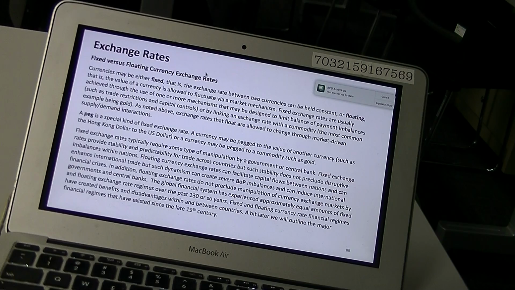A peg is a special kind of fixed exchange rate. A peg.